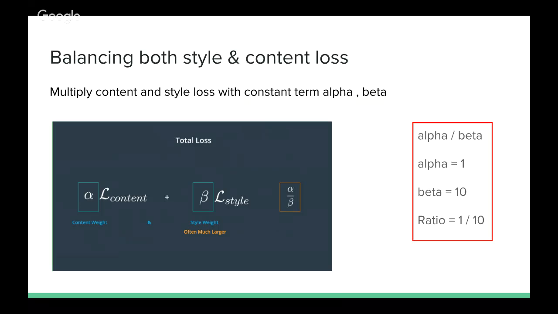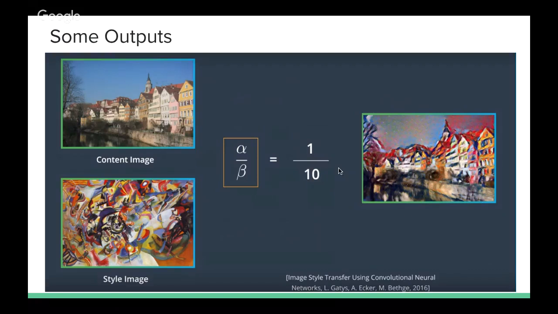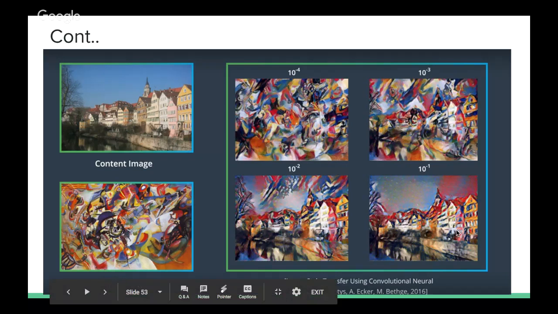These are hyperparameters, and these are some common ratios that they use for alpha and beta. It's showing you different values: here is too much style, and here it's still preserving the content with that control.